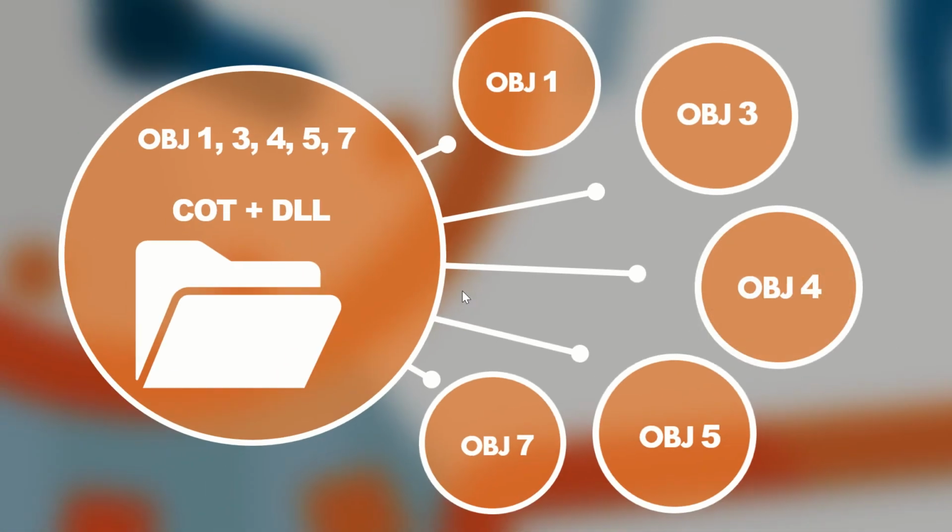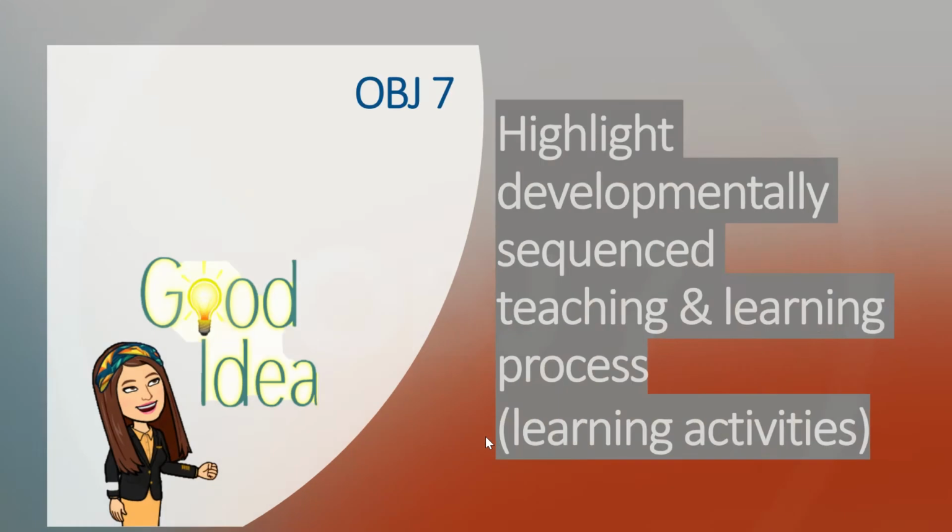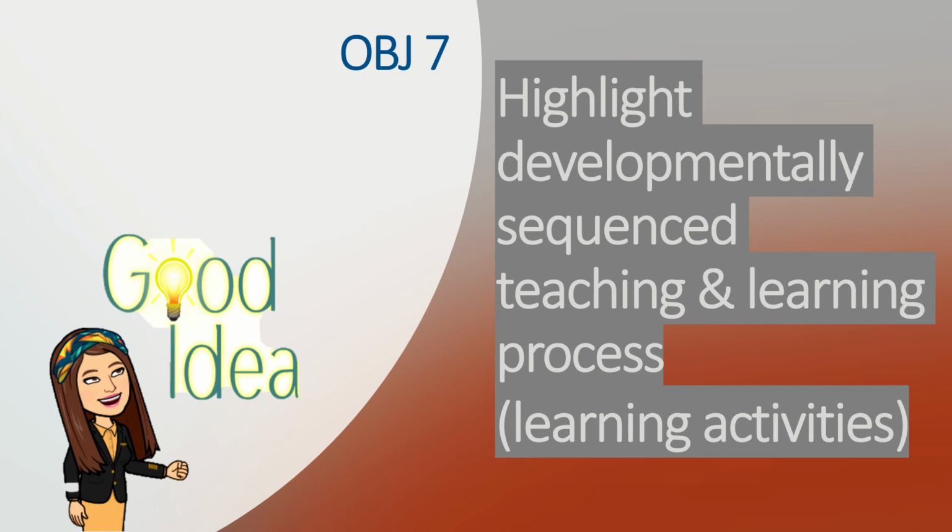Okay, next we have objective number 7. Okay, again, highlight it with different color of highlighter. Highlight the developmentally sequenced teaching and learning process. So this pertains to the learning activities that we design from letter A to letter J of our DLL. So dapat po developmentally sequenced yun.